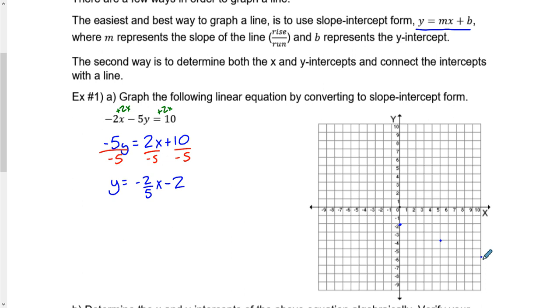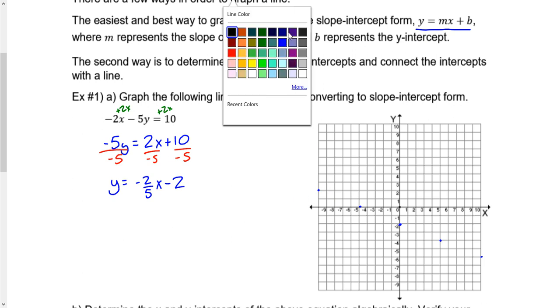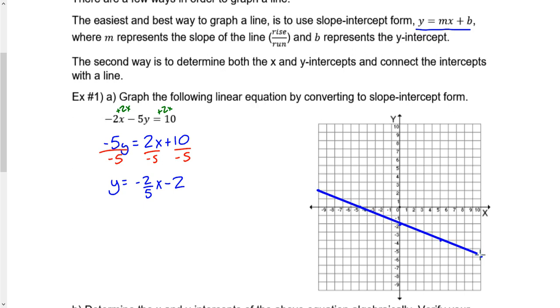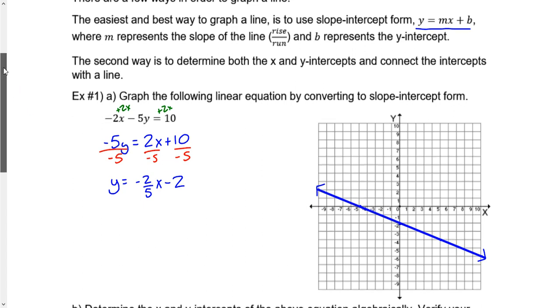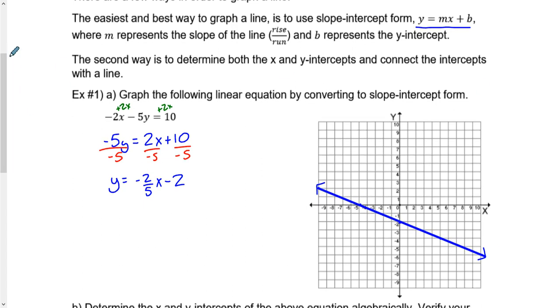Down 2, right 5. Continue that on. Of course, we can also go up 2, left 5. Continuing on, we draw our line. When we're drawing a line, we can't forget that a line continues on forever, which means we need to put our arrows on. So there's our slope-intercept form.